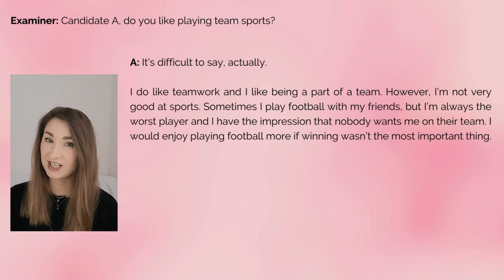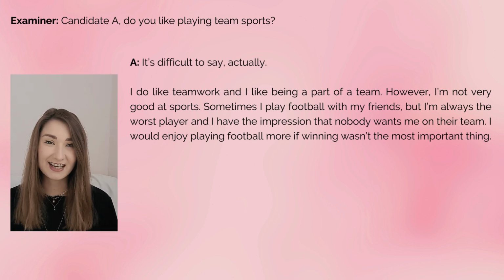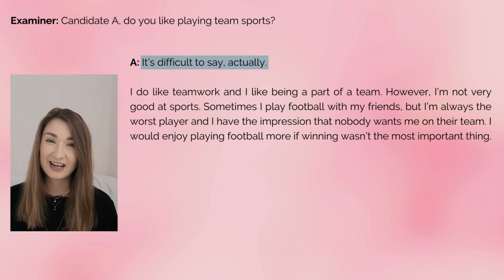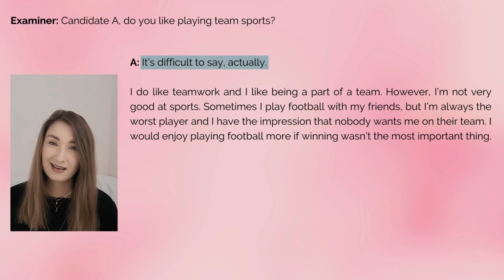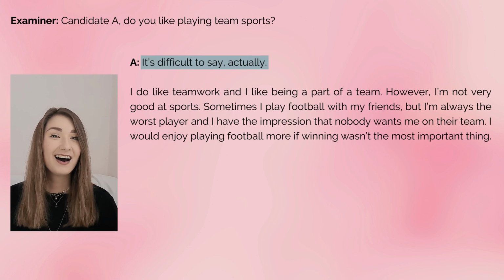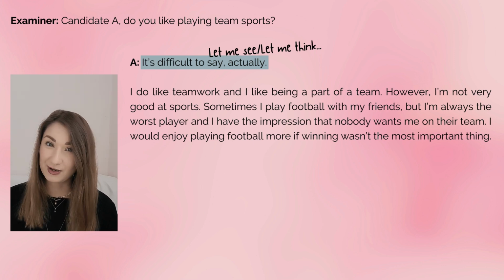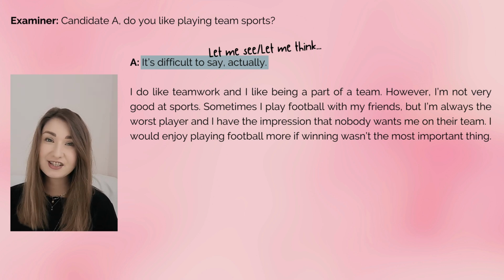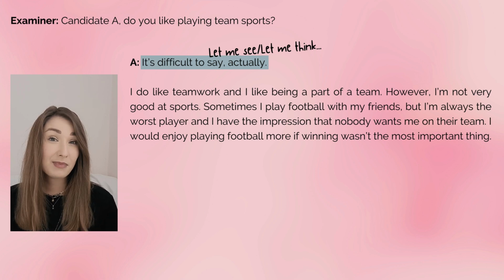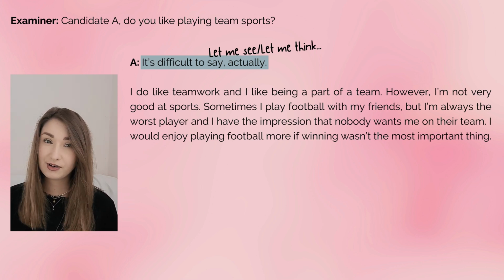Let's analyze what I said. I said, it's difficult to say, actually. This phrase allowed me to think for a moment. By using this phrase, I made sure there was no awkward silence. I could say, let me see, or let me think as well. In this particular case, I didn't give a yes or a no answer. My answer is neither a yes nor a no.